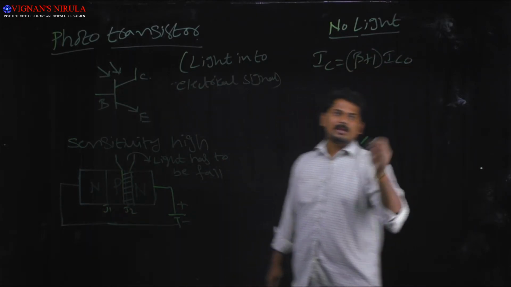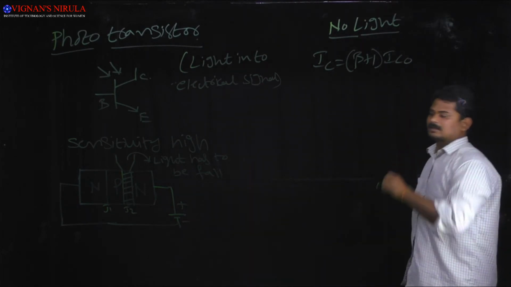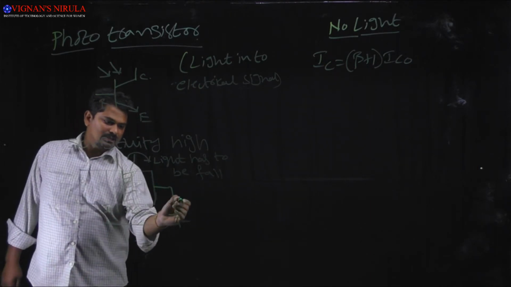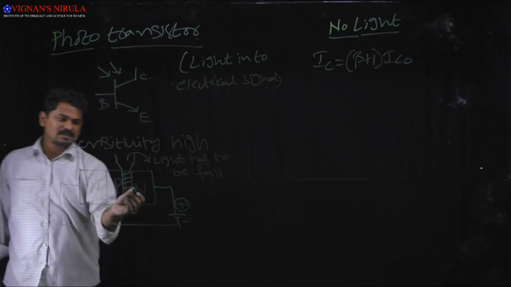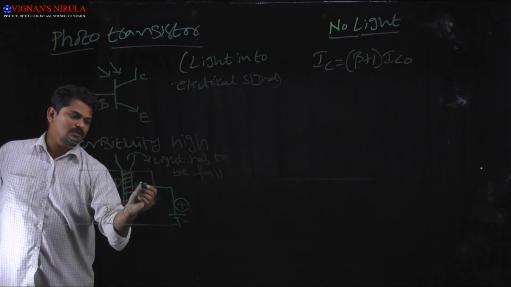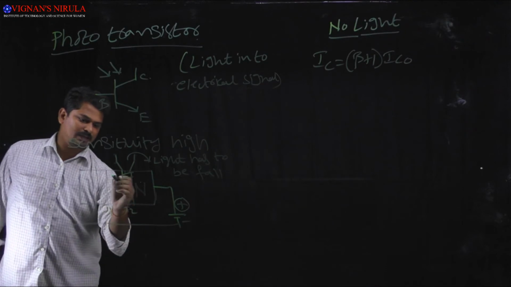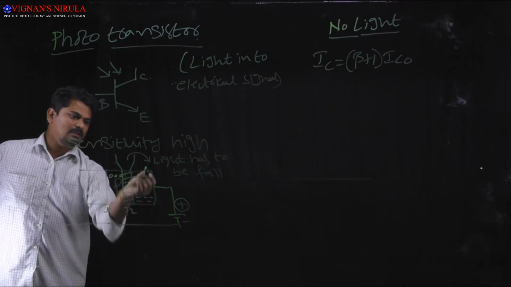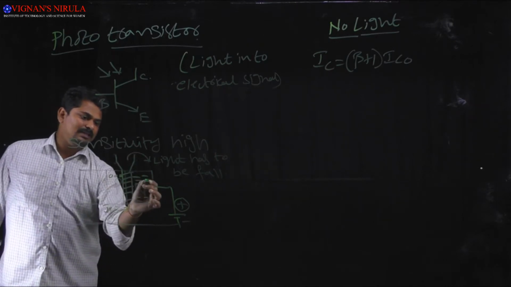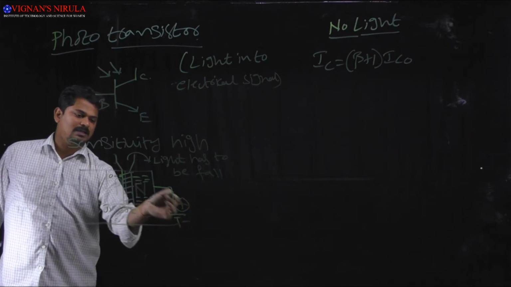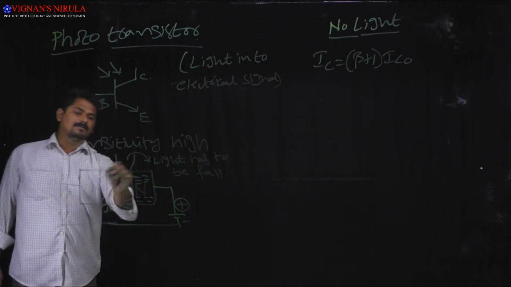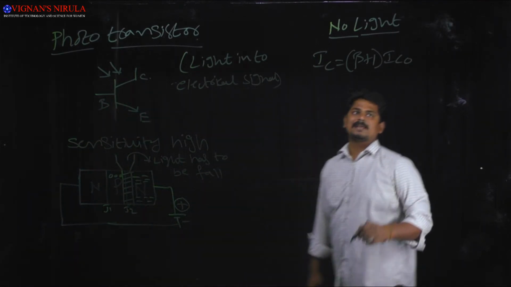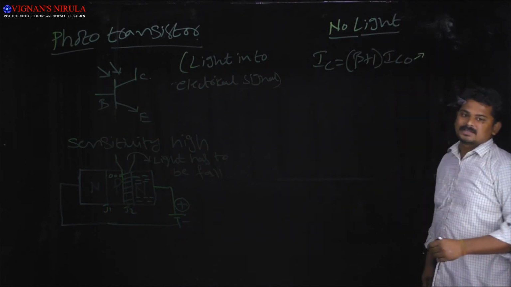So this ICO is the reverse saturation current. Due to the movement of carriers because of this positive polarity, from this base region to this collector region, here the majority carriers are holes and here the majority carriers are electrons, and without any light these electrons will be attracted to this positive charge, and due to this movement of the carriers we will get the current IC equal to beta plus 1 into ICO. So this is called the reverse saturation current.